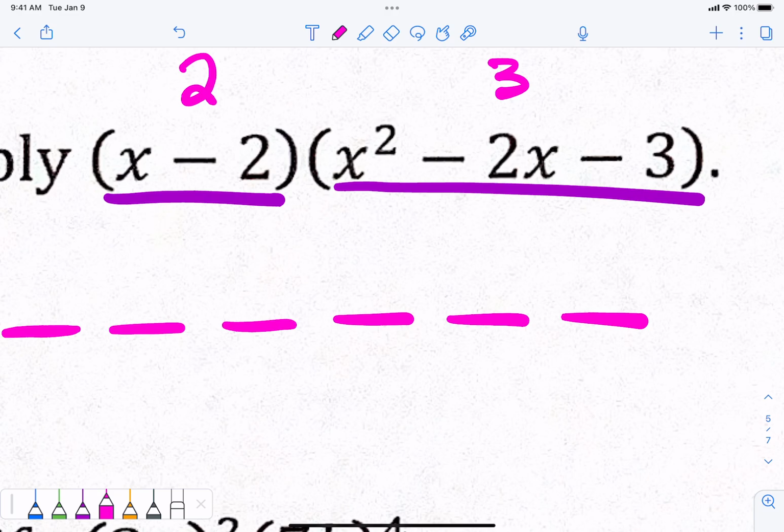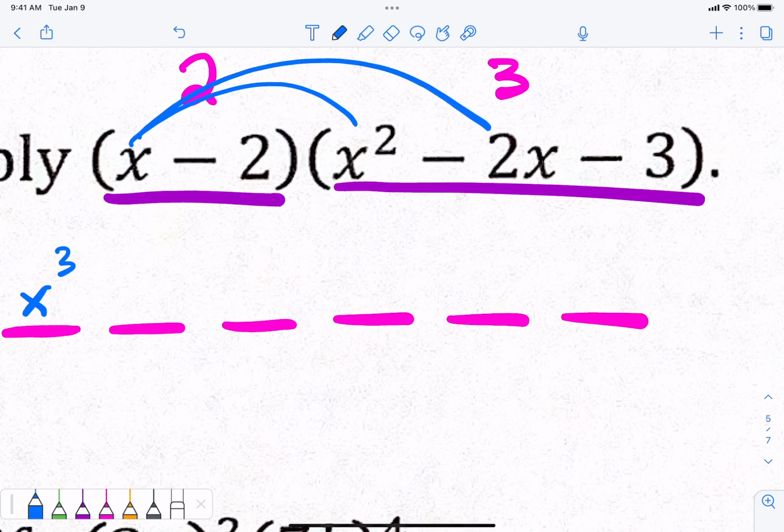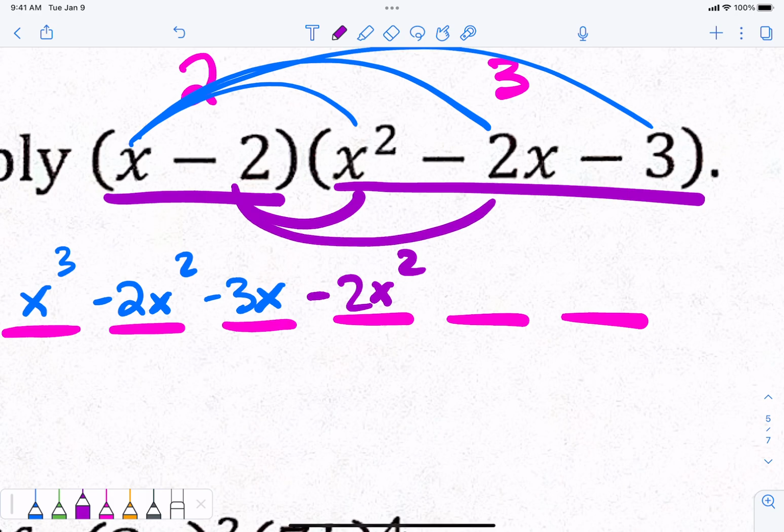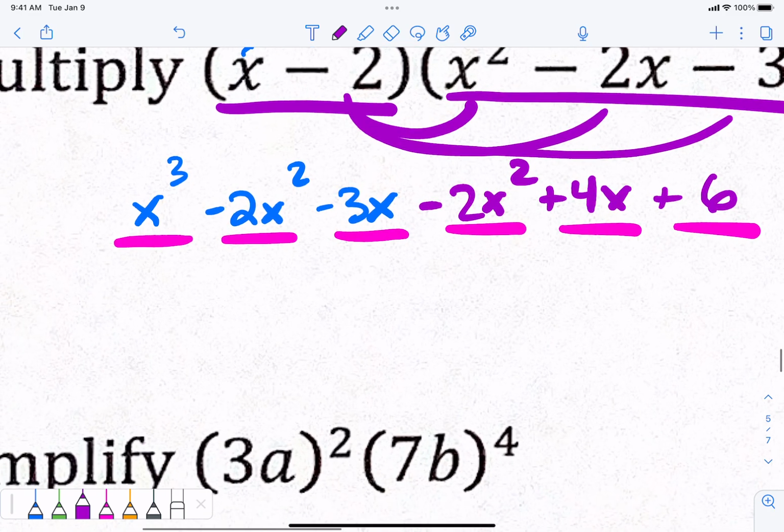Okay, let's distribute or multiply. x times x squared is x to the third, x times negative 2x is minus 2x squared, x times negative 3 is minus 3x, yeah? Are we doing okay? Then we go to the other one: negative 2 times x squared, negative 2 times negative 2x, and negative 2 times negative 3.